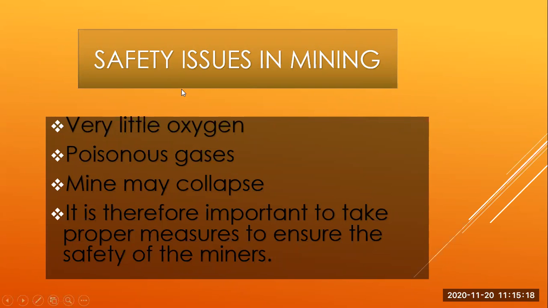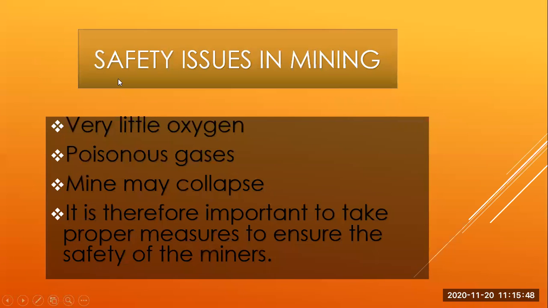Why? Because there is very little oxygen under the ground. There are poisonous gases. What is a mine? A mine is the area which is dug to go in, the area where people have to go down to take out the minerals. So a mine may collapse. There can be a blast. It is therefore important to take proper measures to ensure the safety of the miners.